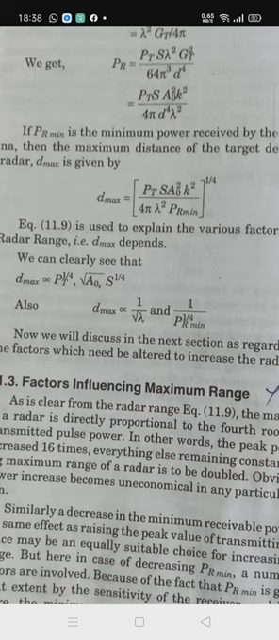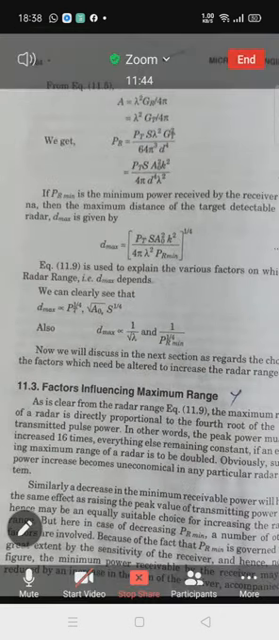So this equation is used to explain the various factors on which the radar range, that is D maximum, depends. We can clearly see that D maximum is directly proportional to PT to the power 1/4. It is also proportional to the square root of A0 and also proportional to S to the power 1/4. Also D max is inversely proportional to root lambda and to PR minimum to the power 1/4. So this is the derived radar range equation.